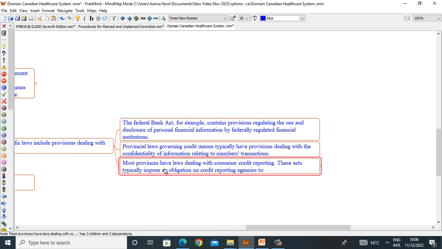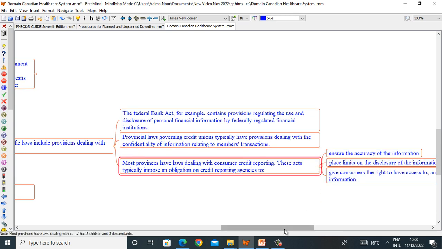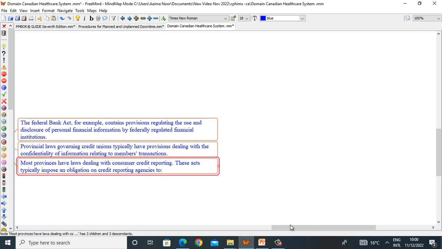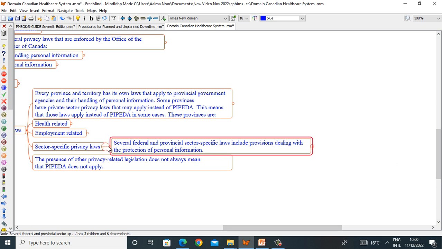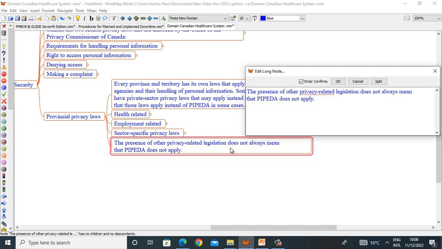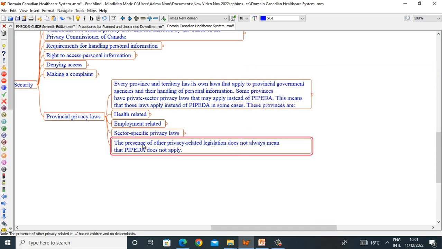Most provinces have laws dealing with consumer credit reporting. These acts typically impose an obligation on credit reporting agencies to ensure the accuracy of the information, place limits on disclosure of the information, and give consumers the right to have access to and challenge the accuracy of the information. The presence of other privacy related legislation does not always mean that PIPEDA does not apply.